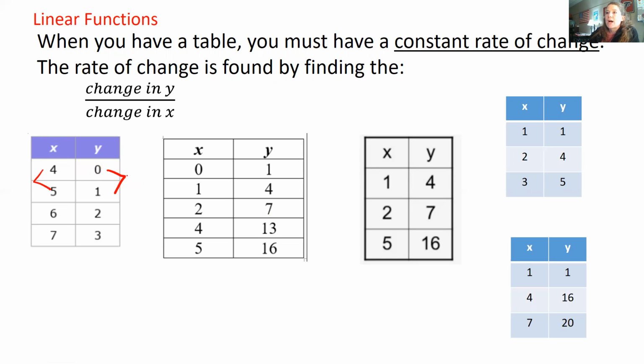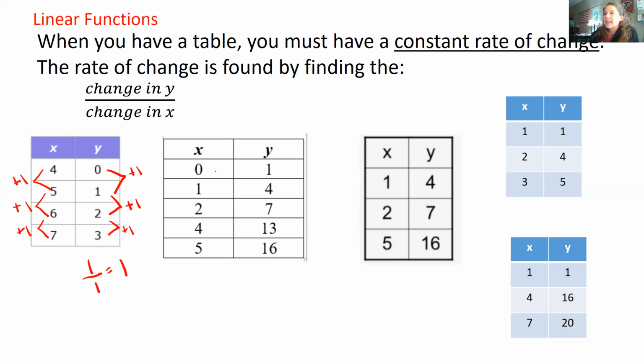So what is happening to y? We're adding 1, and in x we're adding 1. From 1 to 2, that's adding 1. From 5 to 6, that is adding 1. And then from 2 to 3, plus 1, and then 6 to 7 is plus 1. So the change in y is 1, and the change in x is 1. So 1 divided by 1 is 1. The constant rate of change on the first table is 1. Since they're all consistent, we know it's a linear function.